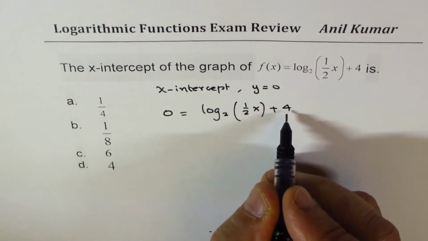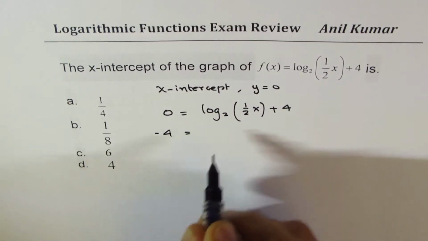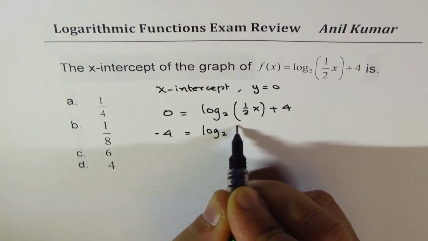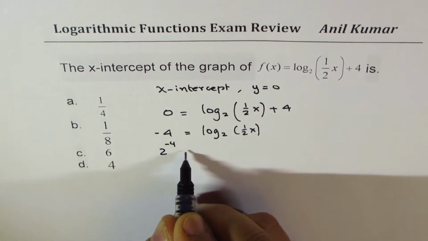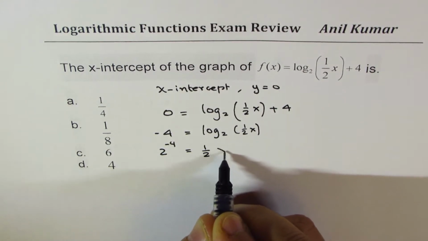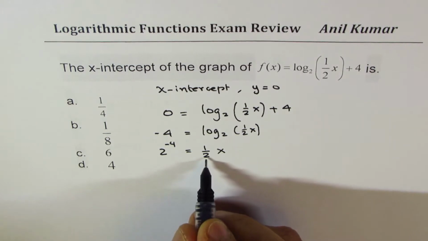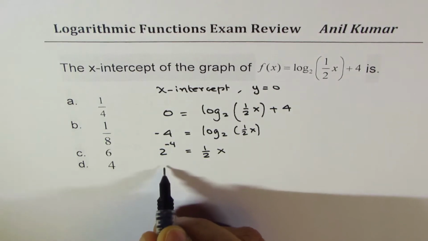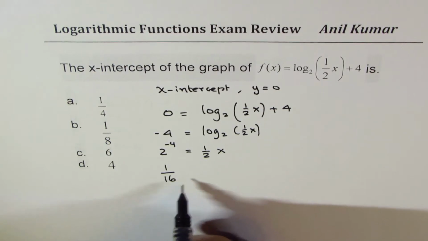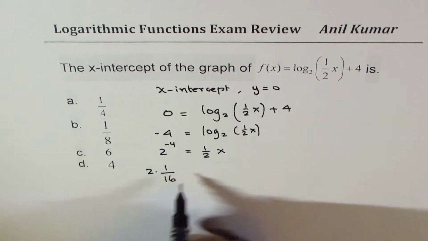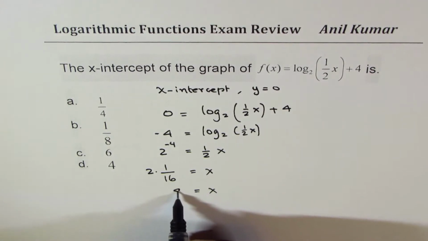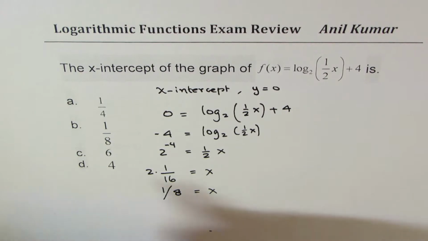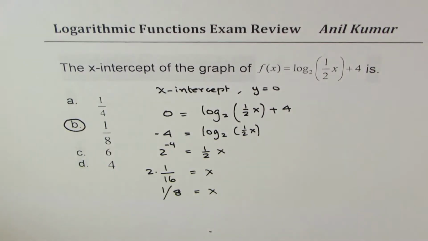Okay, so now we'll rearrange, take minus 4. So we get log to the base 2 of half of x. Now we can write this as an exponential function, that is 2 to the power of minus 4 equals half of x. You can write 2 to the power of minus 4 as 1 over 16, and then multiply by 2 will give you x, and that clearly is equal to 1 over 8. So option B is the right option, correct?